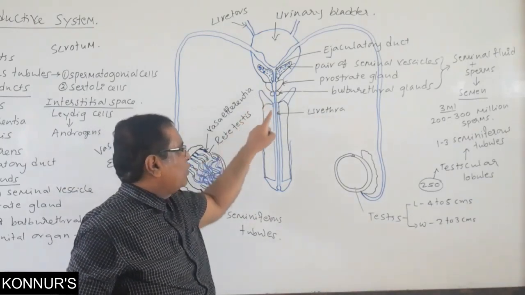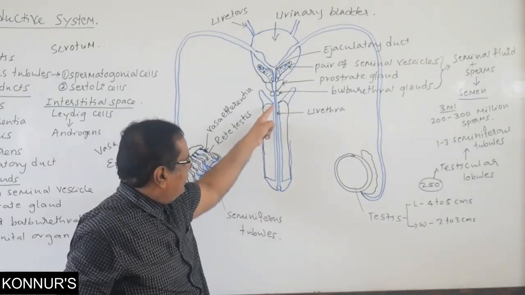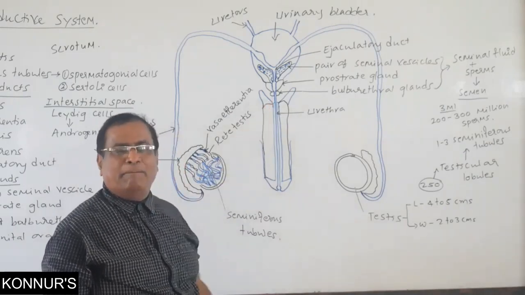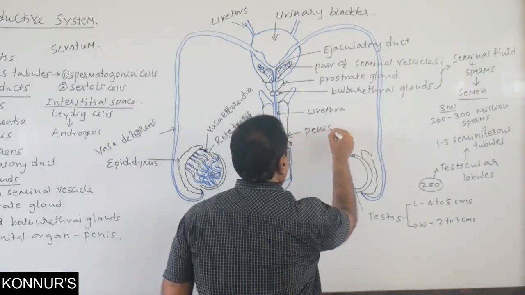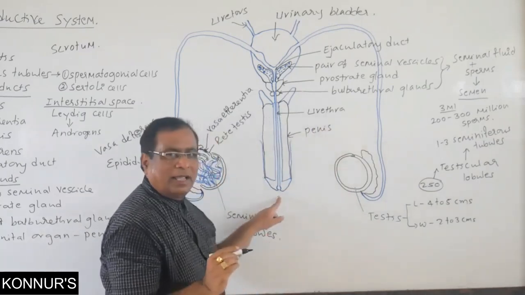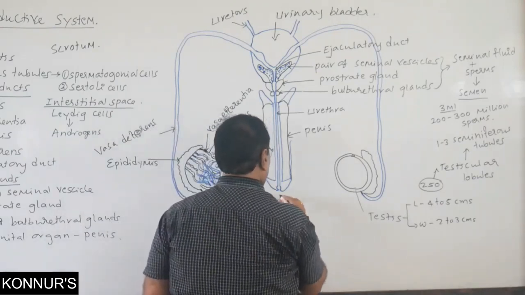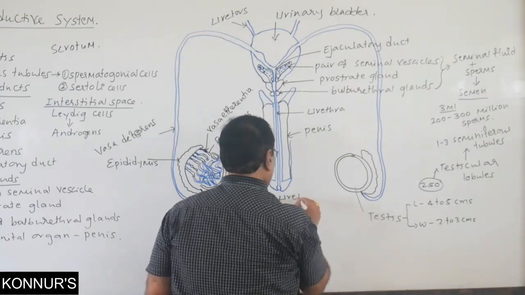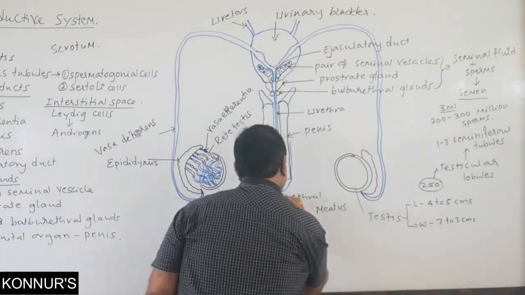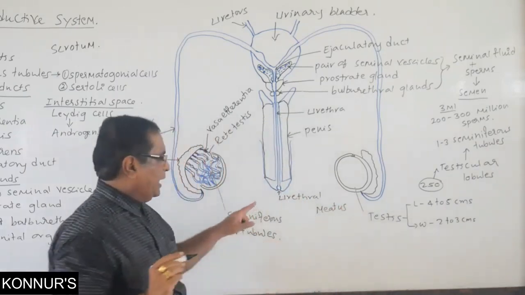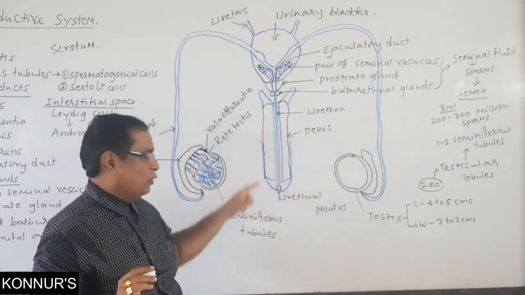The ejaculatory duct is also connected to the urethra, and this urethra passes through the male genital organ, the penis, and opens at the tip of the penis by the urethral meatus. This opening is named the urethral meatus. The urethra opens at the urethral meatus.